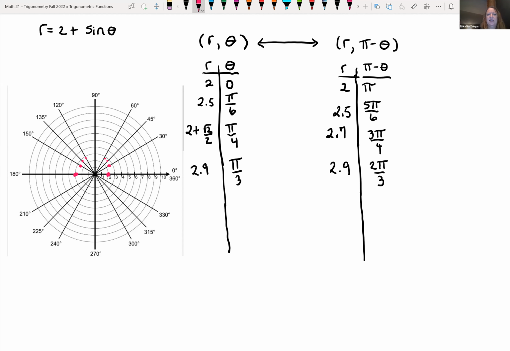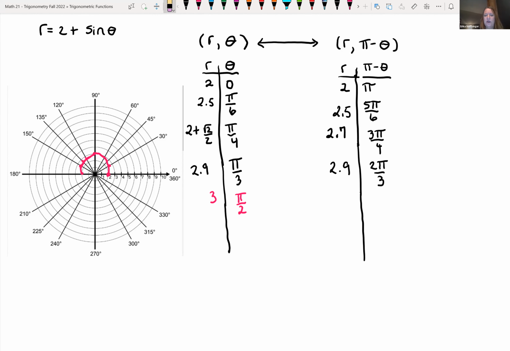Let's see what's happening at pi halves. At pi halves, sine of pi halves is 1, and so I have 2 plus 1. That would give me a value of 3. I plotted my r value wrong for the first one over here.